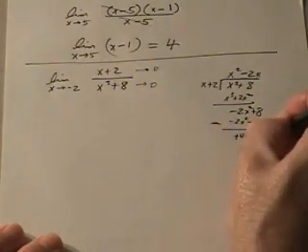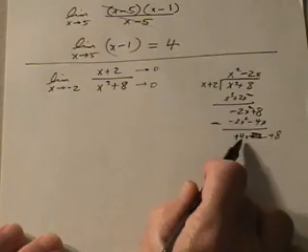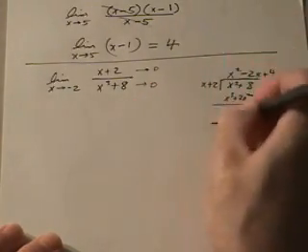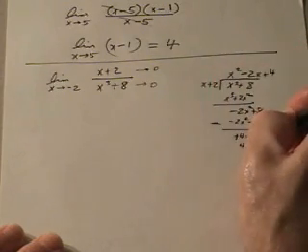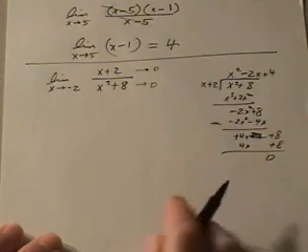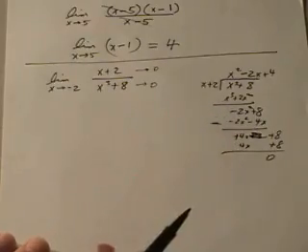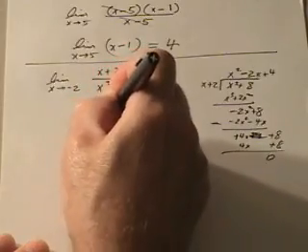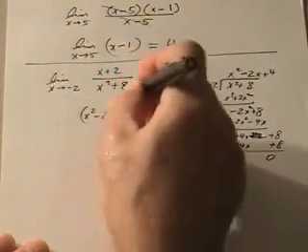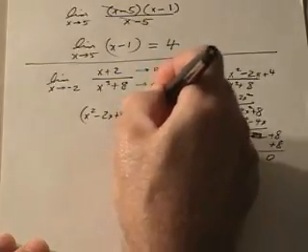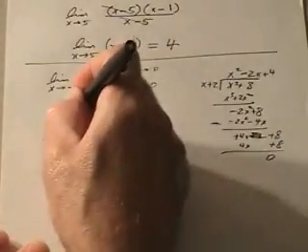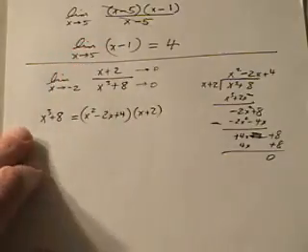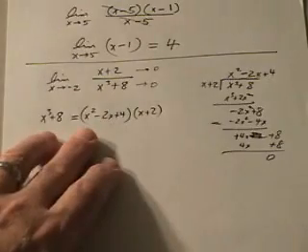Bring down the 8, plus 8, and now if I'm really doing it right, then x will go into this 4 times. 4 times x is 4x, and 4 times 2 is 8, and that leaves me a remainder of 0. So in fact, x squared minus 2x plus 4 is the quotient, and the divisor is x plus 2, and that is actually going to come out to be exactly x cubed plus 8. x cubed plus 8 factors as this.